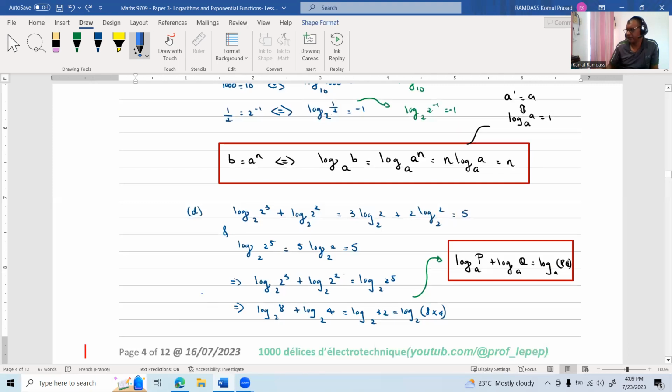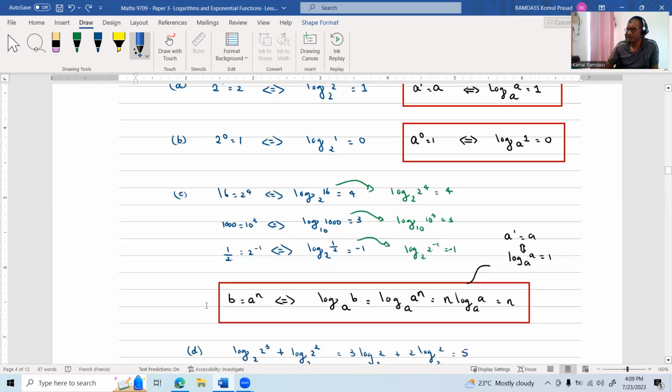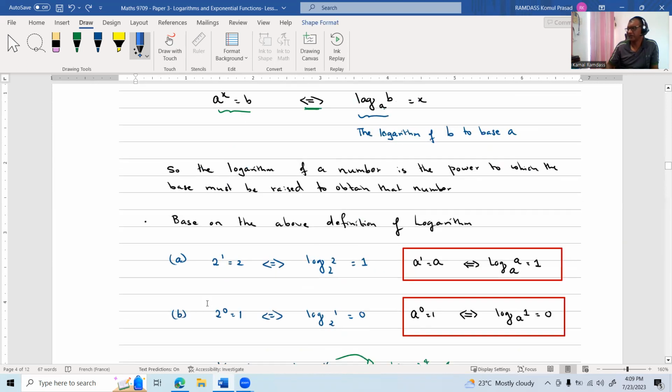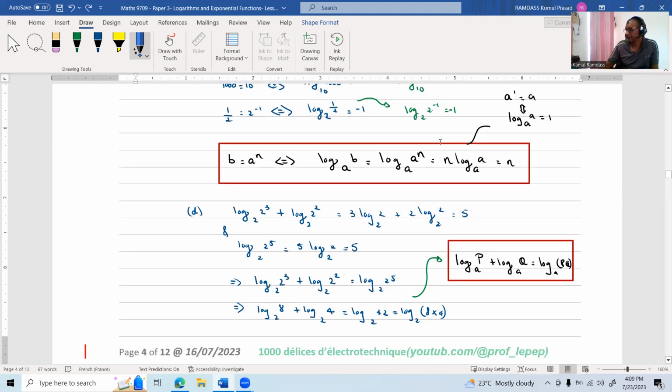OK? En fait, ce dénombre-là, c'est un index, non? Le logarithme, oh, oui, c'est un index. Bien. X is equal to log de p base a. OK.